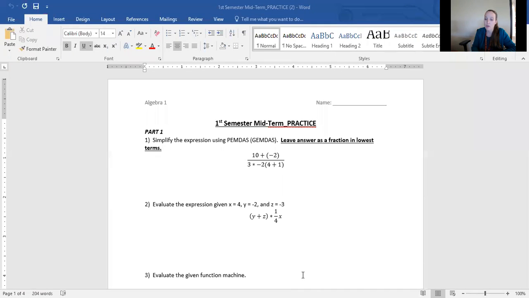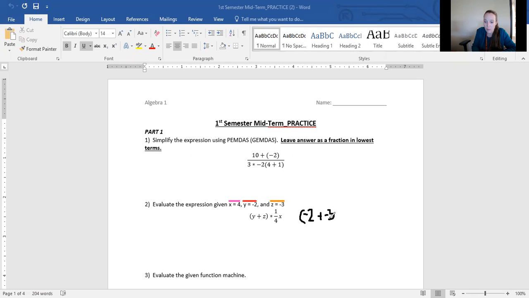Let's look at question 2 first. You're going to get these evaluation ones: when x is 4, when y is -2, and when z is -3. Notice, before I did anything, I used my color coding to slow me down. Now I'm going to plug that in. So I have y is -2 plus z. Z is -3.